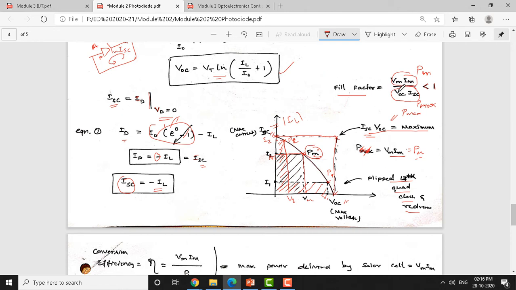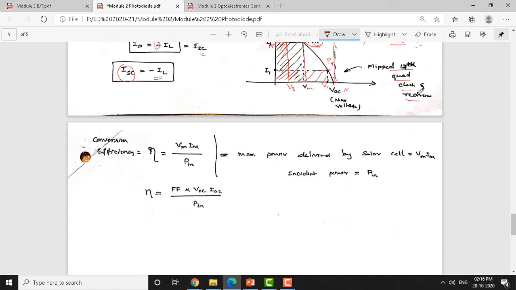Fill factor is now Vm Im divided by VOC into ISC. Now, let us look at other definitions like conversion efficiency. Conversion efficiency of the solar cell can be labeled as eta, which is given by Vm times Im divided by incident power. This incident power is due to the photons. Okay. So, now you can see that you can simplify this equation by substituting for Vm Im.